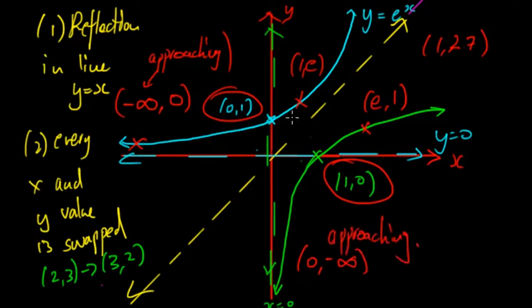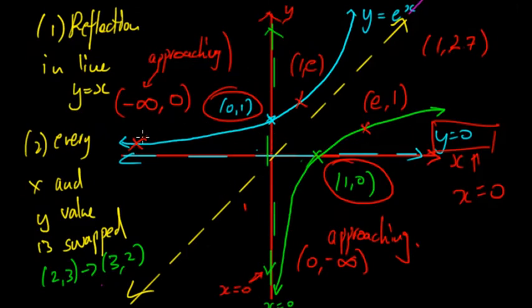You can also say with the asymptotes, originally we had y equals 0. If we're swapping every x and y value, that is now going to become x equals 0. And we can see that down here, we have x equal to 0, in that asymptote.